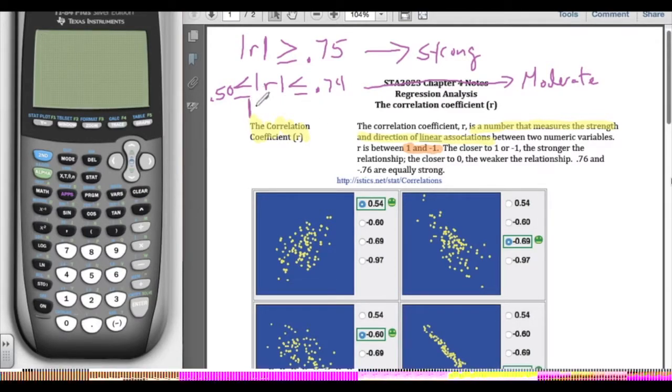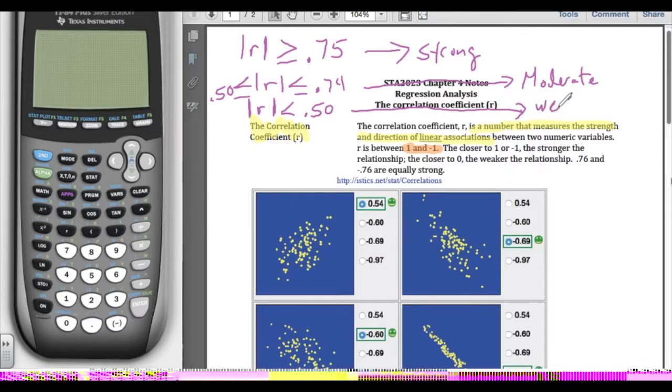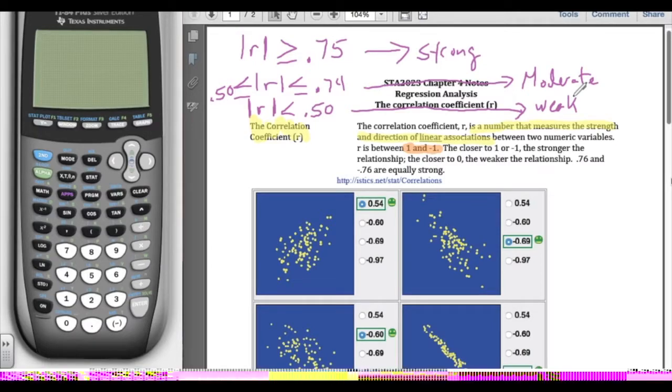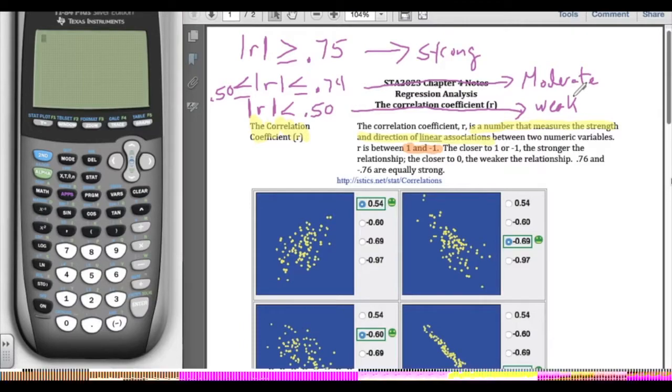And then finally, if the absolute value of r, doesn't matter if it's positive or negative, is less than 0.50, I say it is a weak relationship. So again, r is always between -1 and +1. You're never going to see an r of 3 or an r of -17. And we'll use these rules to determine if it's a strong, moderate, or weak relationship.